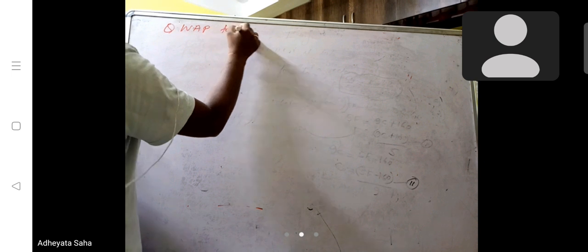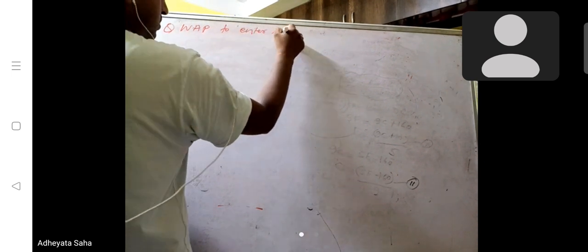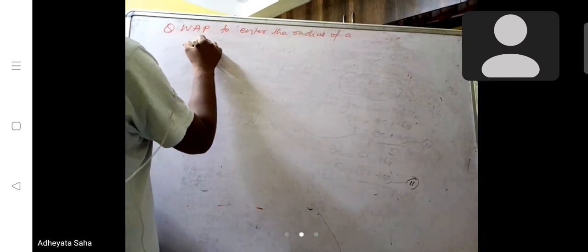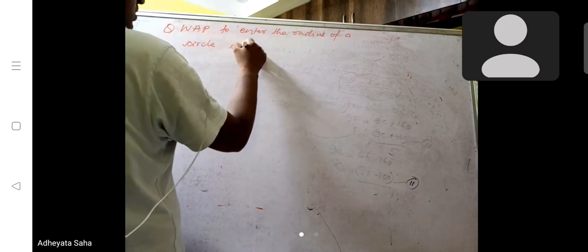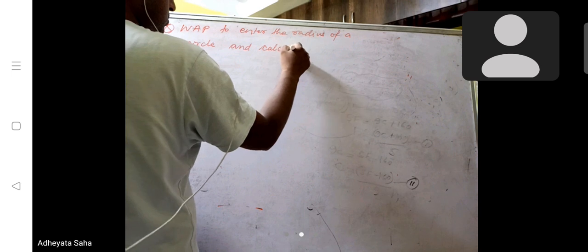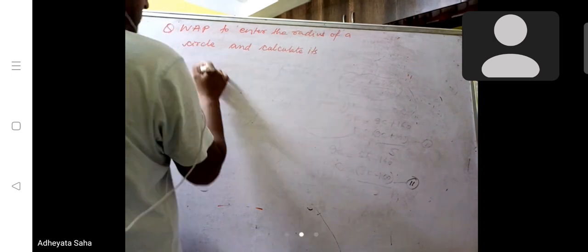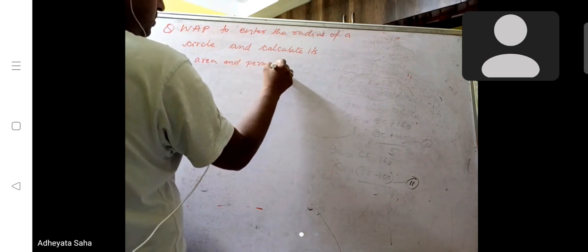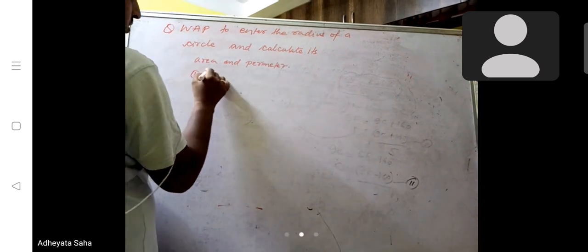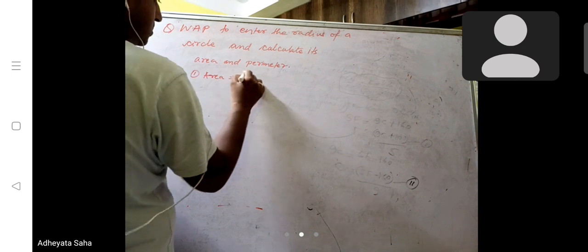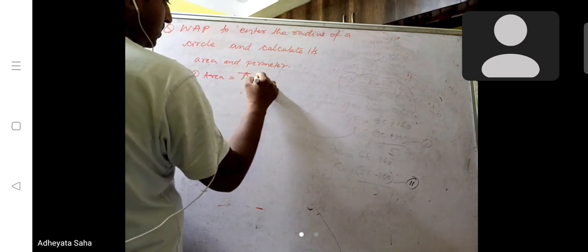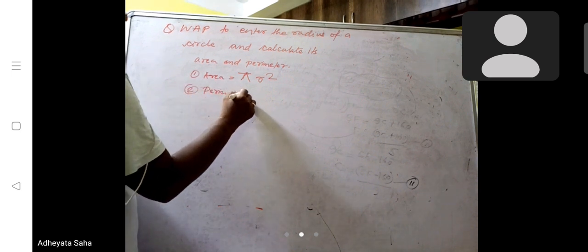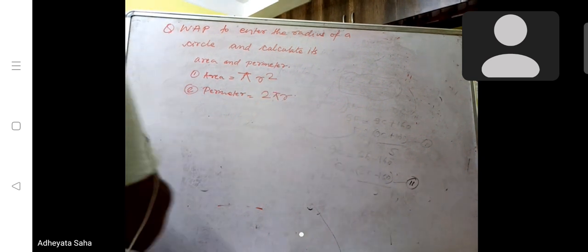Write a program to enter the radius of a circle and calculate its area and perimeter. So the formula is area means pi r square, and perimeter of a circle is 2 pi r. Okay, can you try this?